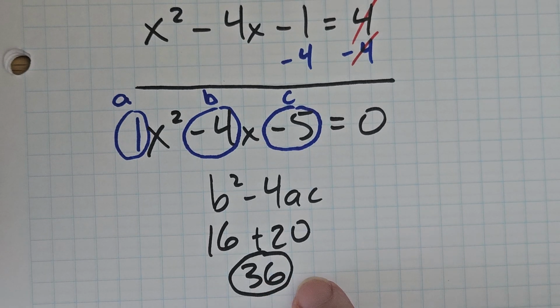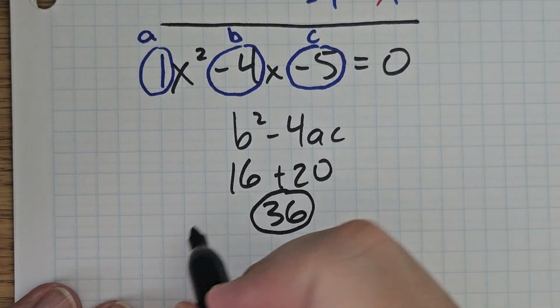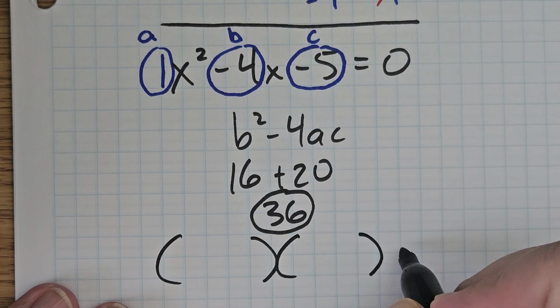And this discriminant tells me a few things, including what matters right now for us. Because this discriminant is a perfect square, 6 squared makes 36, that tells us that this quadratic is factorable. So we're not just wasting our time trying to factor a quadratic that's not factorable. And so this is going to factor into two binomials multiplied together.